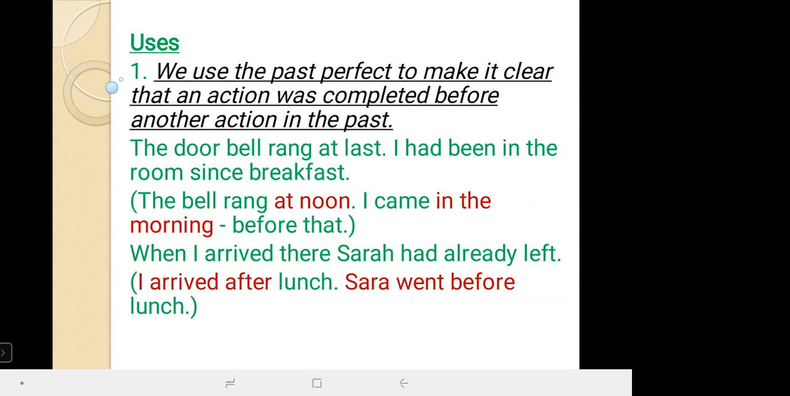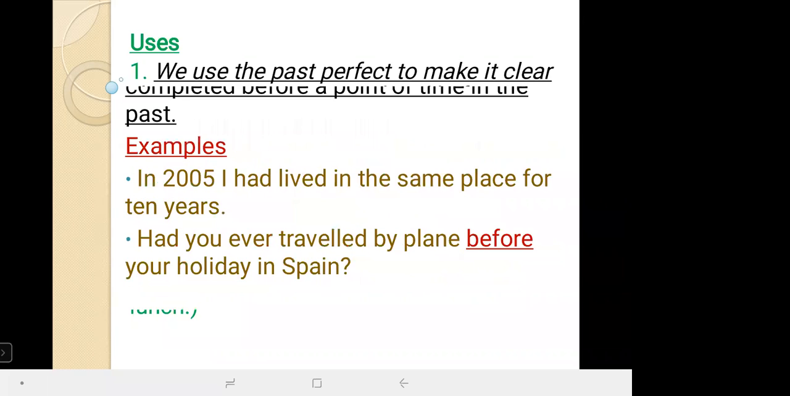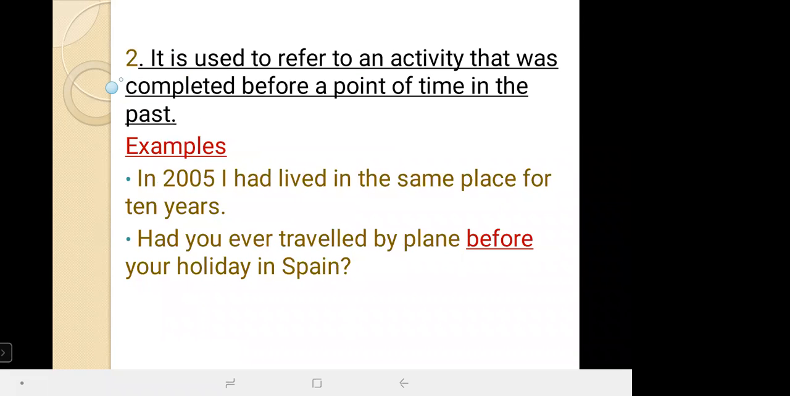Or, when I arrived there, Sarah had already left, which means I arrived after lunch, and Sarah went before lunch, to make it specific. The second use is to refer to an activity that was completed before a point of time in the past.